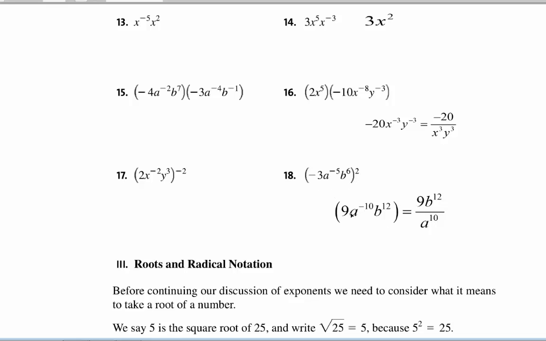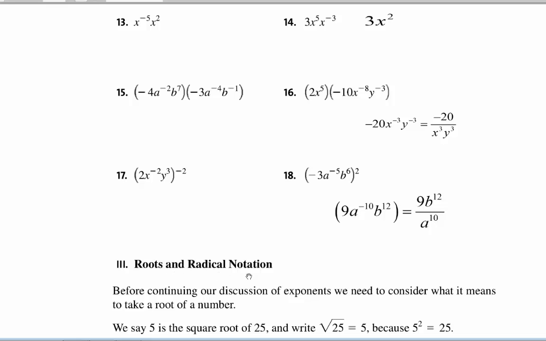So again, here's my negative 3 squared, that's positive 9. My a to the negative 5, remember we multiply the negative 5 by 2 to get negative 10, and we multiply the 6 times 2 to get 12. So far we're looking good, but this negative 10, I want to get rid of the negative exponent, so I bring the a to the denominator and make the exponent positive. And that's my final answer.